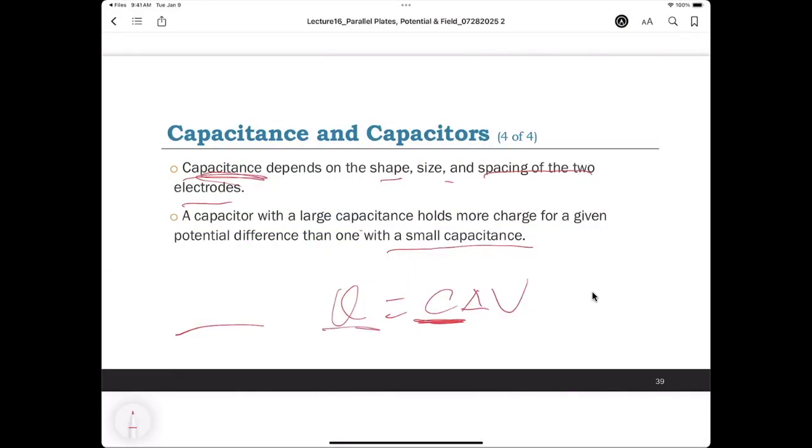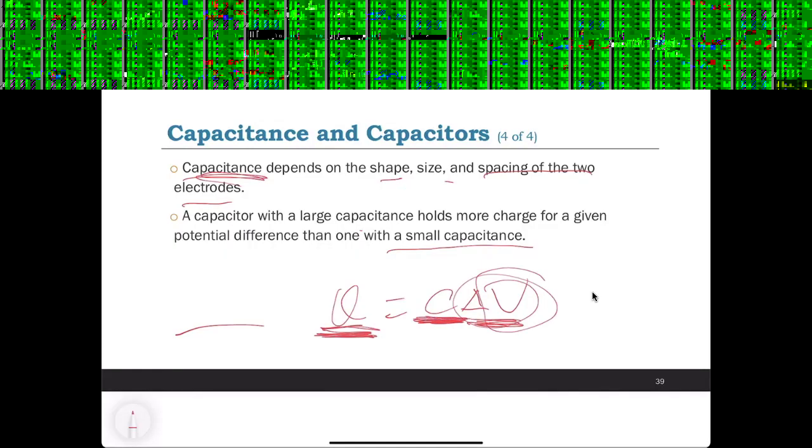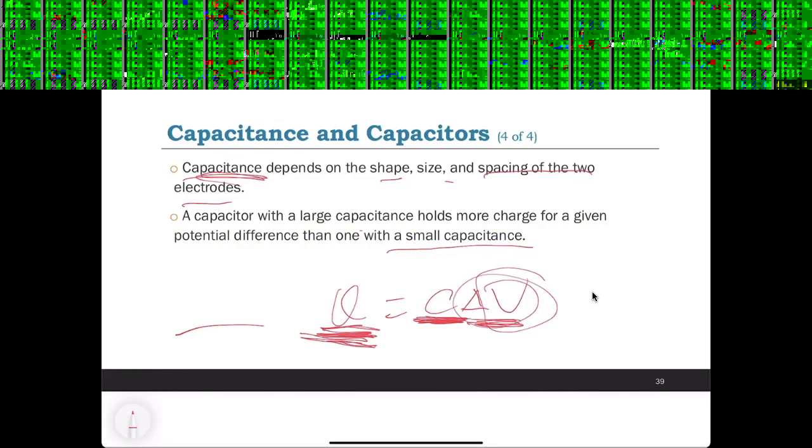Because you can see Q equals C delta V, right? If C is large, it means you can hold more charge for a given potential difference. If the potential difference is fixed, a large capacitance means you can hold more charge than one with small capacitance. That makes sense to you.